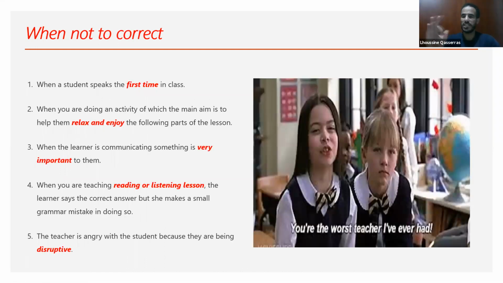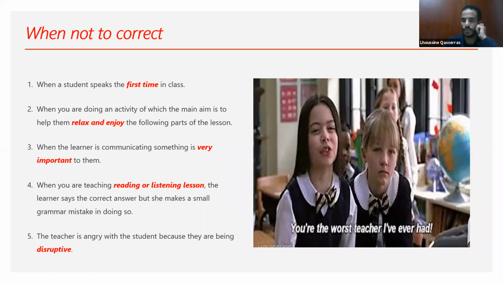And number 5, the teacher is angry with the student because they are being disruptive. There are some troublemakers you may have in class. Once they speak, you try to correct them. Why? Because they make noise. No. Even though they make noise, you have to approach them the same way you approach other learners. You correct immediately, or you don't correct, or you delay, even though they are troublemakers. Clear so far? We can move on to the next one.